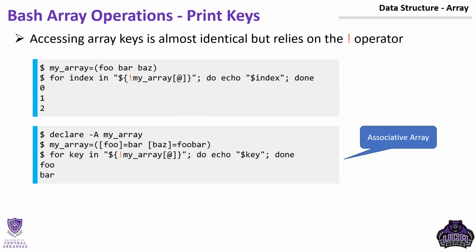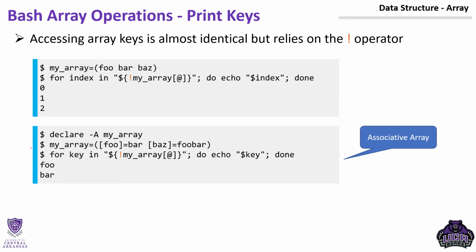Okay, if you actually want to see what the keys are, then within those curly braces you can precede it with an exclamation point. Don't confuse that with a not, because it is not a not, it is the key in this case. So you can see that we have 0, 1, and 2. We only want the keys here because we're using the at symbol. The for loop gets the value, and then we're echoing that out. So we get the 0, 1, and 2.